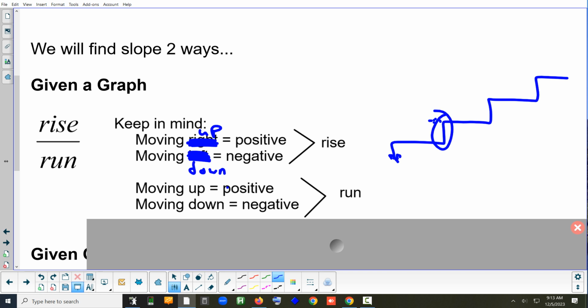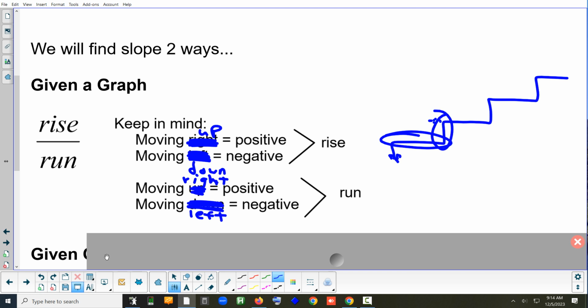And the run, oops, let me fix that. Well, the run is left and right. So when you're talking about run, what they call that on the stair is the tread. It's the amount of space you have, that's what you step on. So the tread of a stair goes left and right. So moving right, we're going to have that be the positive direction. And moving left, that's going to be the negative direction.